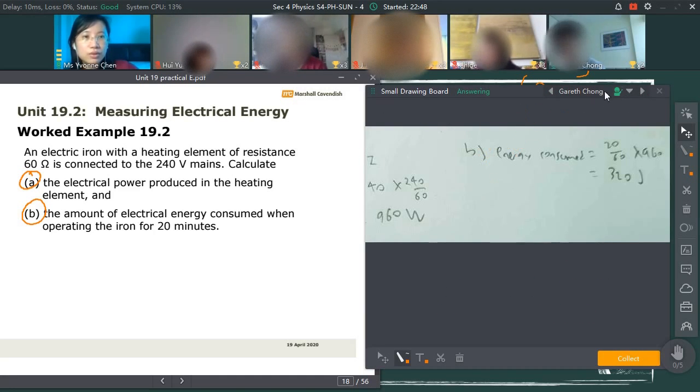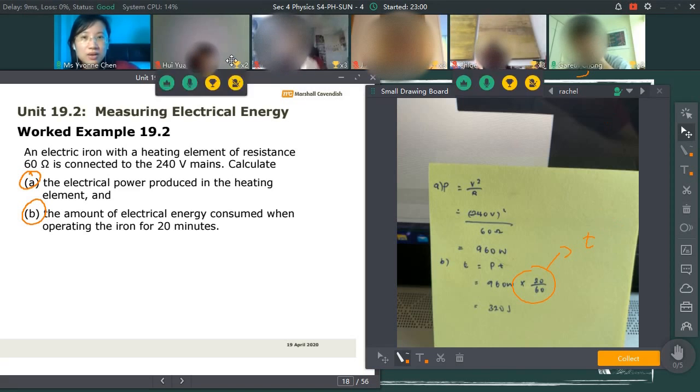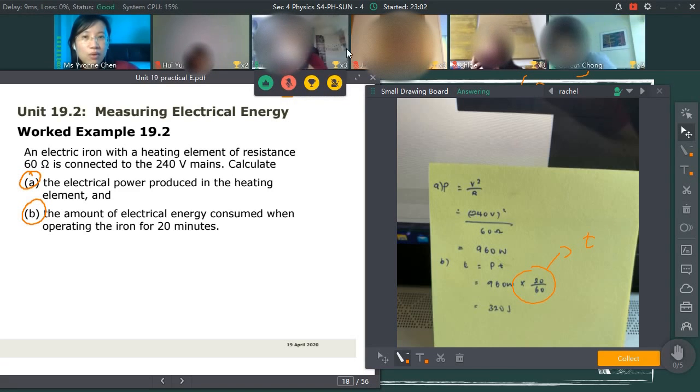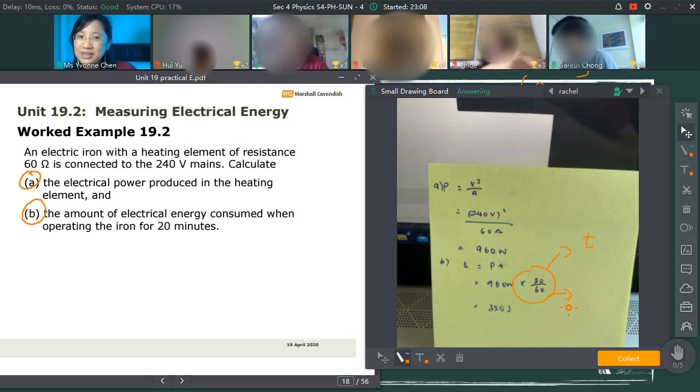Okay, so I'm going to show you the answer in a short while. Rachel, you'll have the same mistake. What's the SI unit for time, Rachel? You can see the screen, right? Is it hour or second? Second. So is this in second? No, right? The unit is incorrect. Okay.